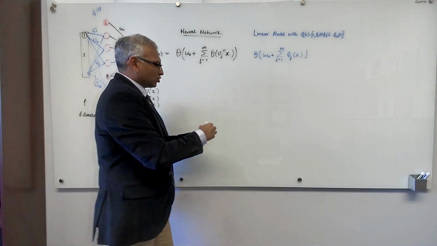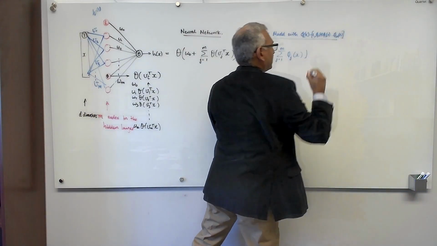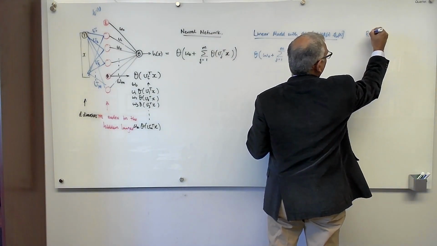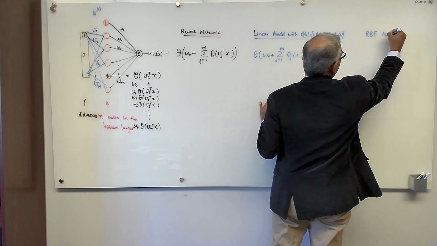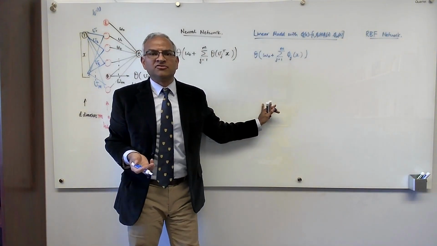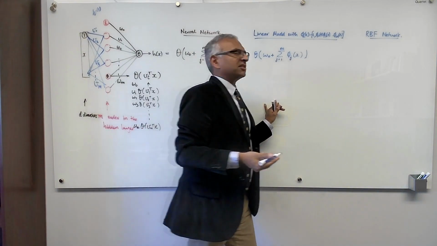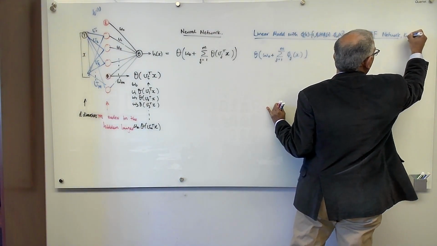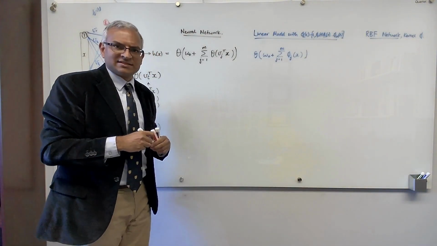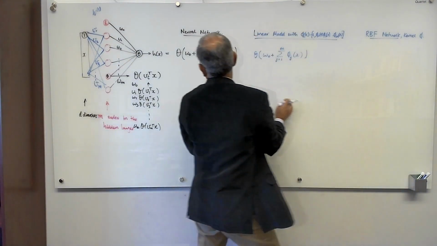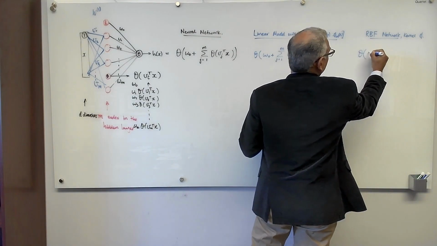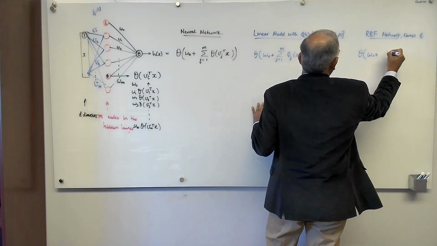And now let me show you one more model that we have seen, which is the radial basis function network, the RBF network, with kernel phi, and typically we use the Gaussian kernel. So let me write down the hypothesis that's computed, h of x. This is theta of W0 plus the sum.